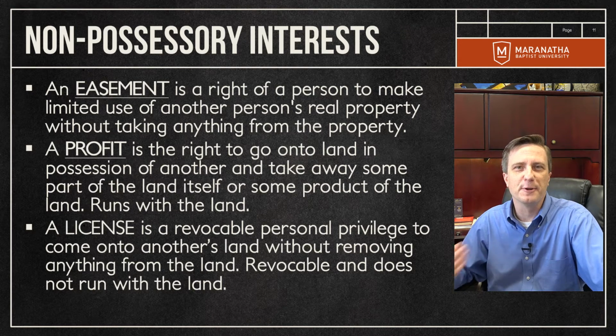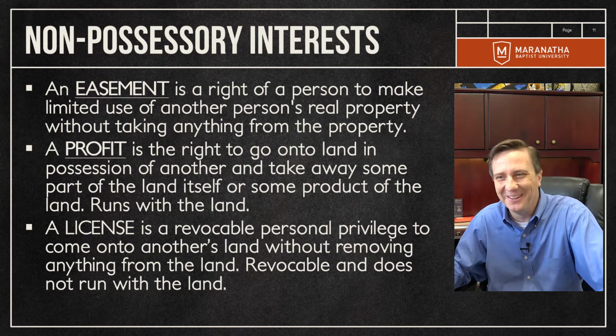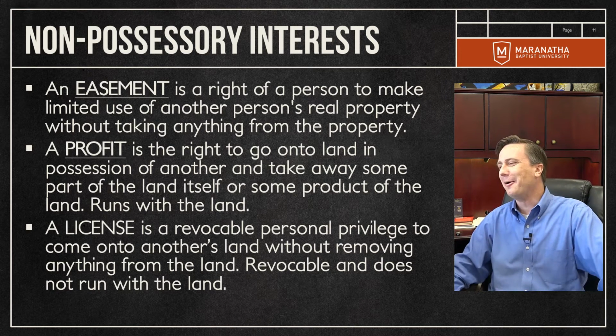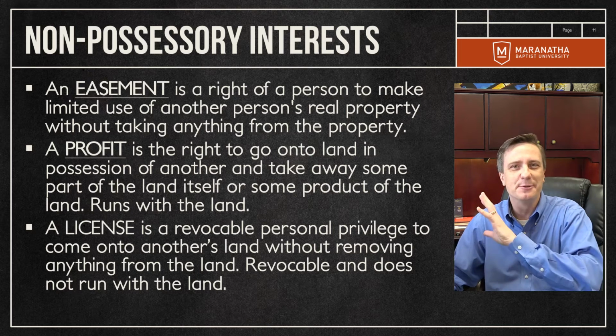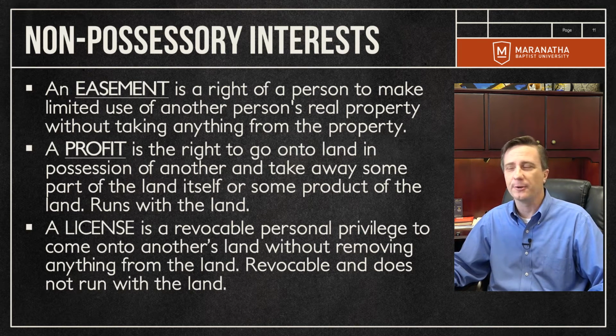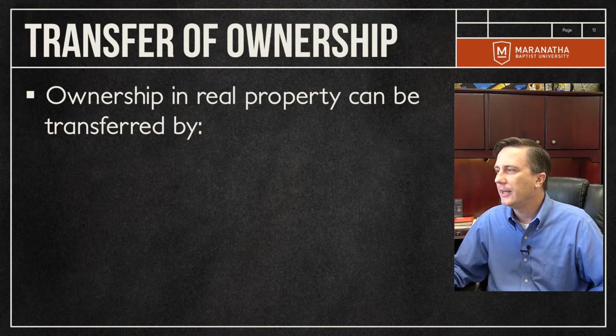Which is actually the first thing I thought of as I was saying that example. I was like, ooh, think of the liability. One of those kids gets hurt. Oh, no. So a license is revocable. Personal privilege, does not run with the land. So those are your three non-possessory interests.